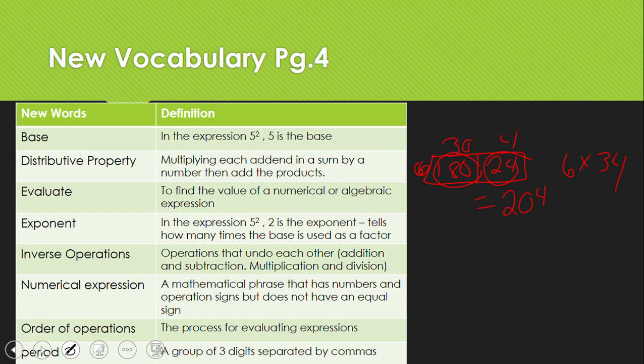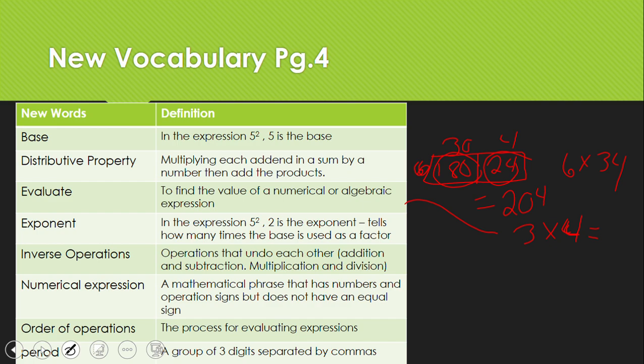To evaluate is to find the value of a numeric or algebraic expression. So to basically find the answer. An expression does not have an equal sign. This is an expression. When you add the equal sign, then you must evaluate it. Okay?